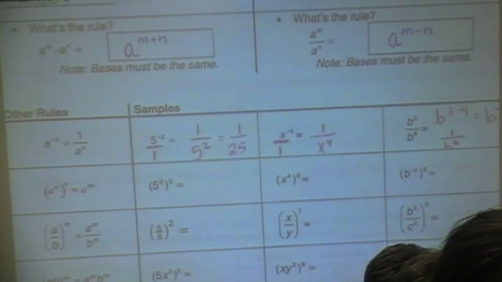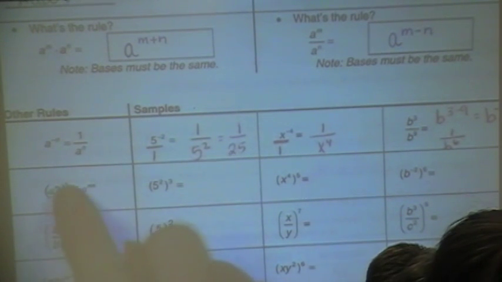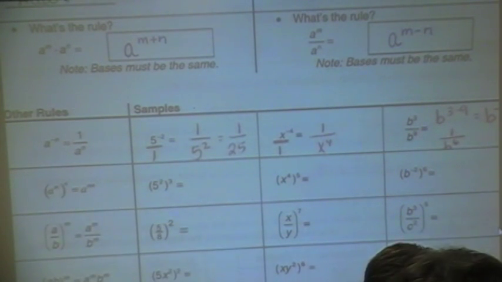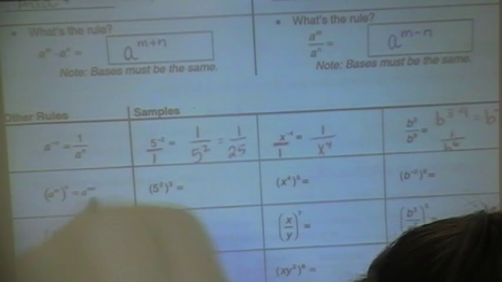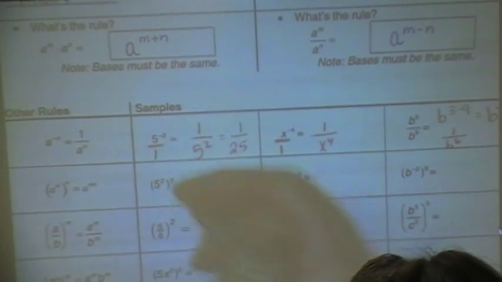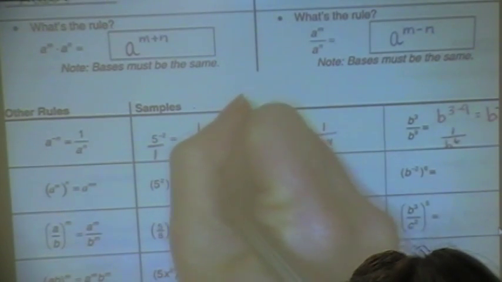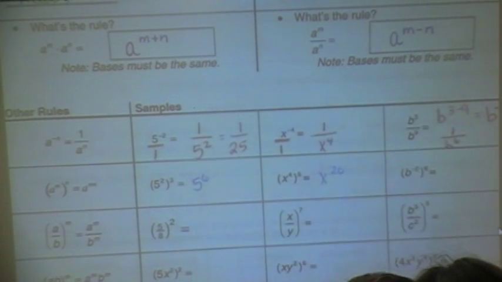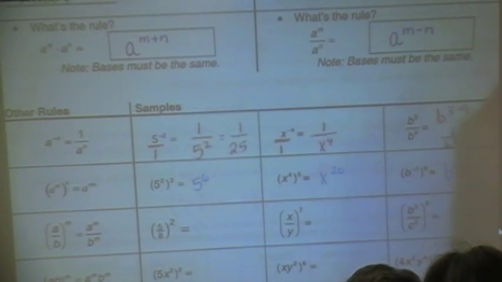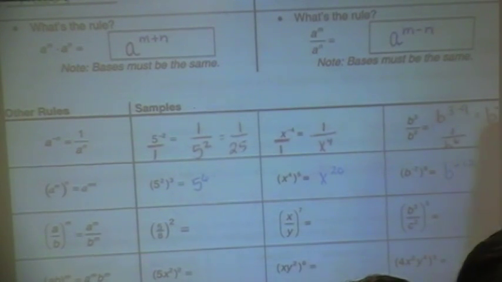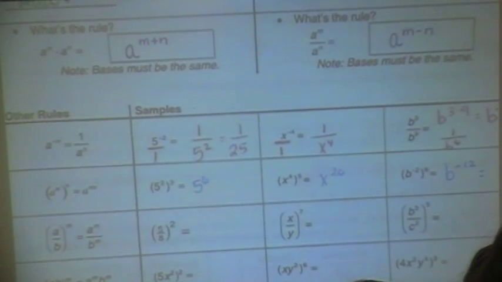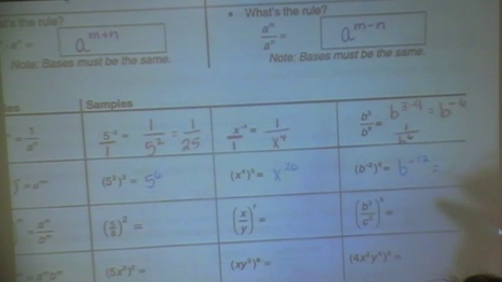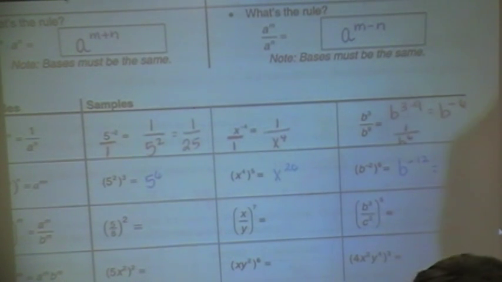Okay, other exponent rules. This is called raising a power to a power. Anybody know what you do when you raise a power to a power? What do you do with the exponents? Multiply. That's where this comes from, a, b, and n. So this would be 5 to the 6. This would be x to the 20. This would be b to the negative 12, which you then have to fix because you can't leave a negative exponent in the final answer. Got to move them to the downstairs apartment, whatever.